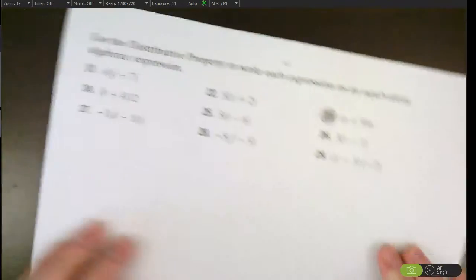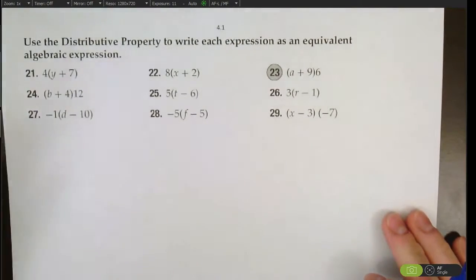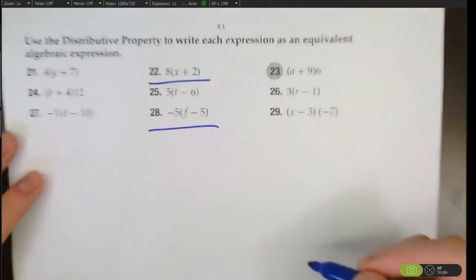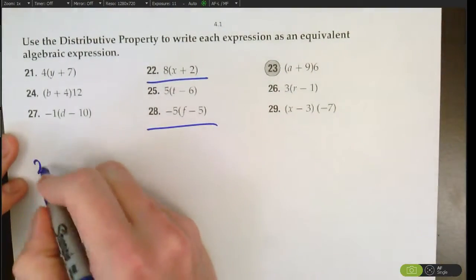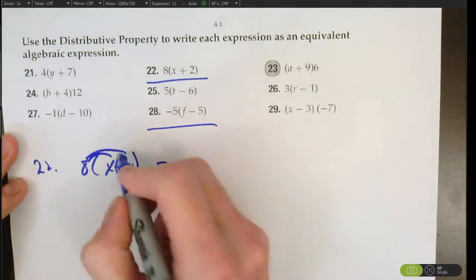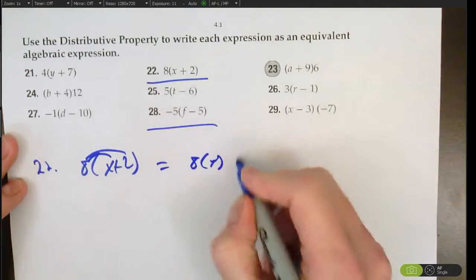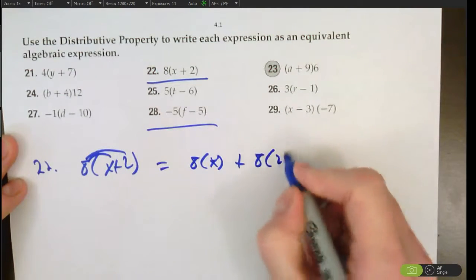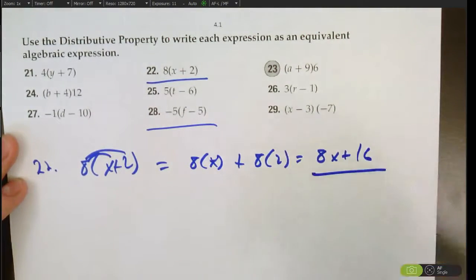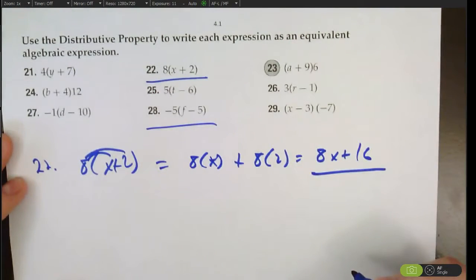All right. Next problem. Just rewriting this as distributive property as equivalent expressions. So let's look at number 22 and 28. I think those are two good ones. So for 22, you've got 8 times x plus 2. Well, that's going to be 8 times x, 8 times 2. So 8 times x is 8x. 8 times 2 is 16. And those aren't like terms, so I can't do anything about that.